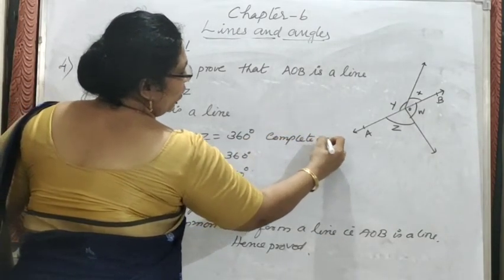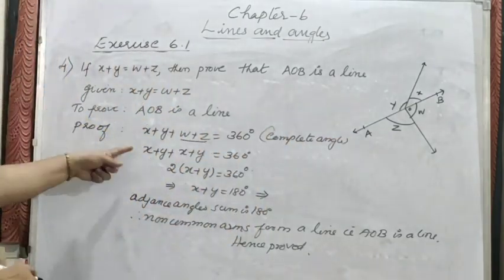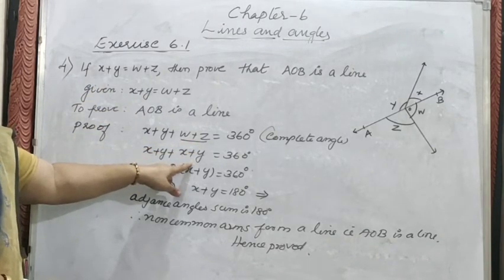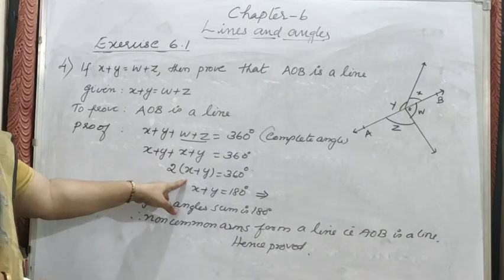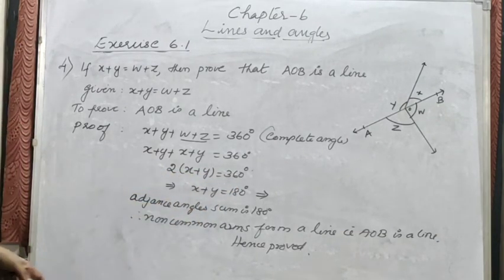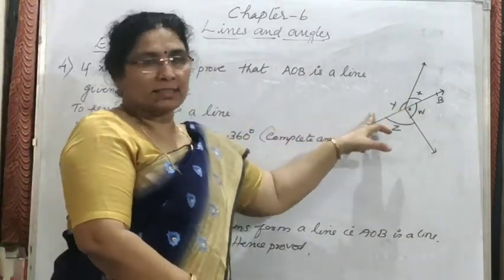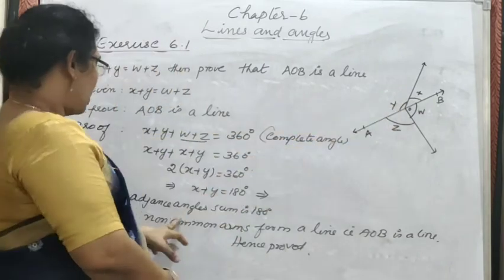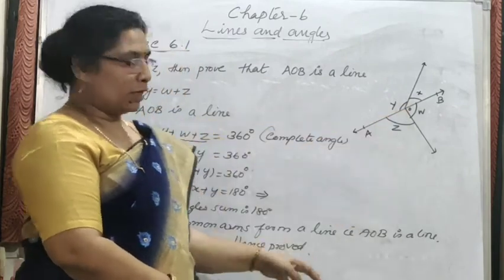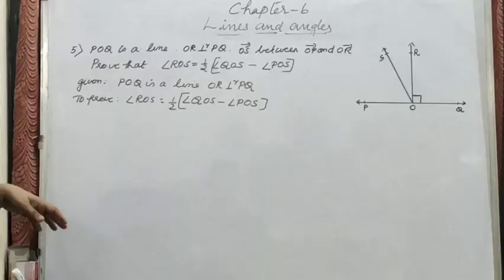So x plus y plus w plus z equal to 360, and what is given here? Both are equal to each other, so I replaced w plus z as x plus y. So 2 times x plus y is repeated on the LHS, that is equal to 360. That means x plus y equal to 180 degree. So see the figure, you can know that x and y are adjacent angles. Adjacent angles sum is 180 degree. Now which are the non-common arms? OA and OB, that forms a line. Therefore AOB is a line, hence proved.